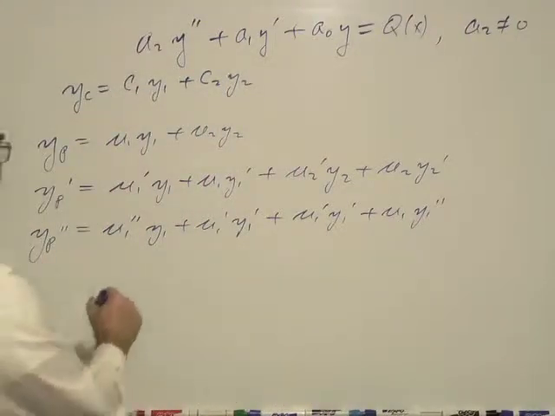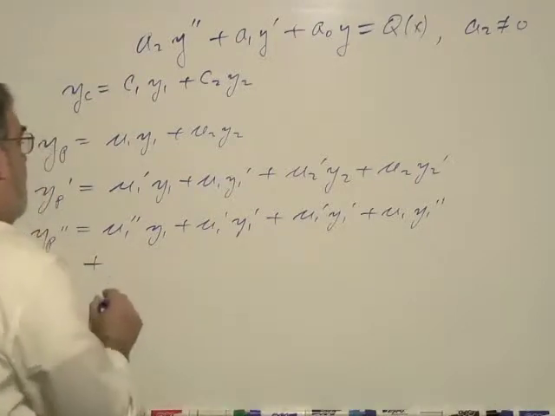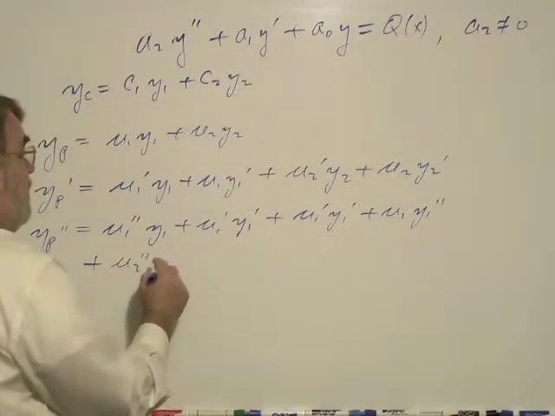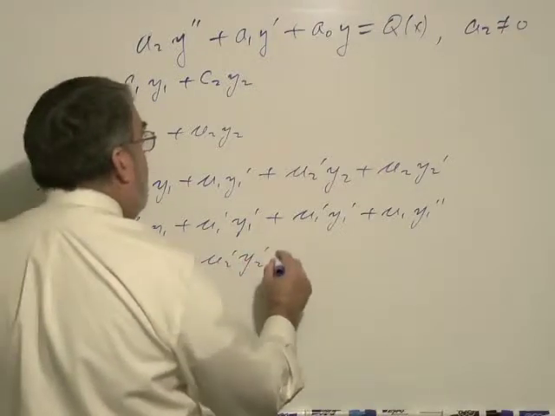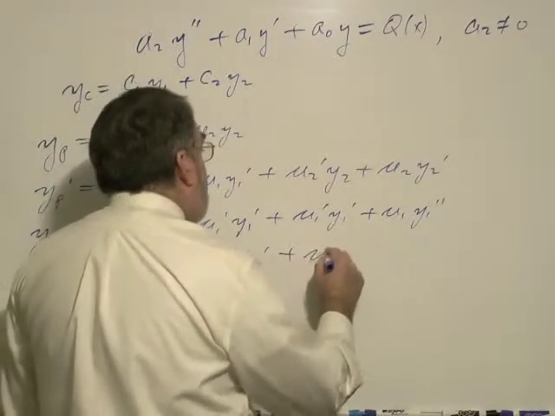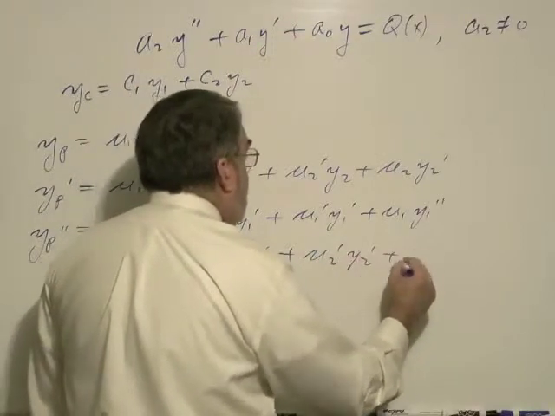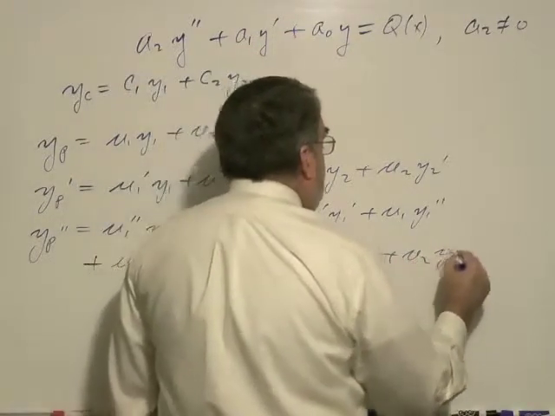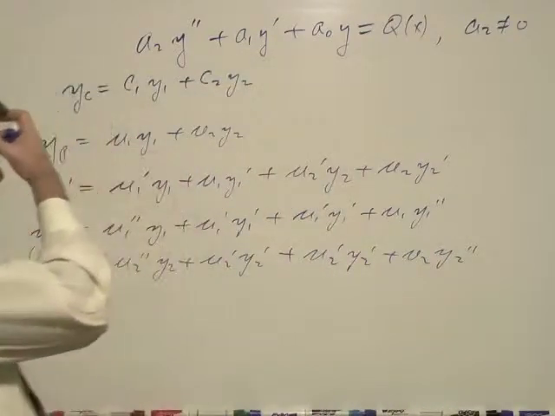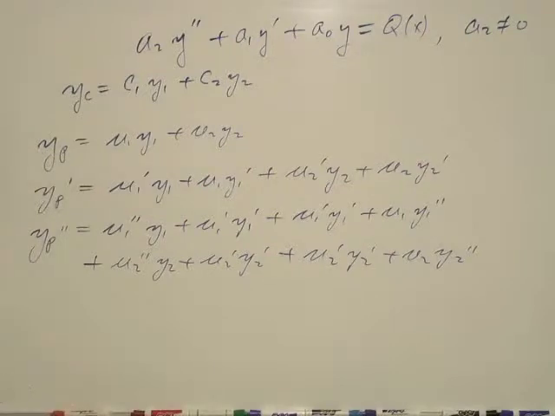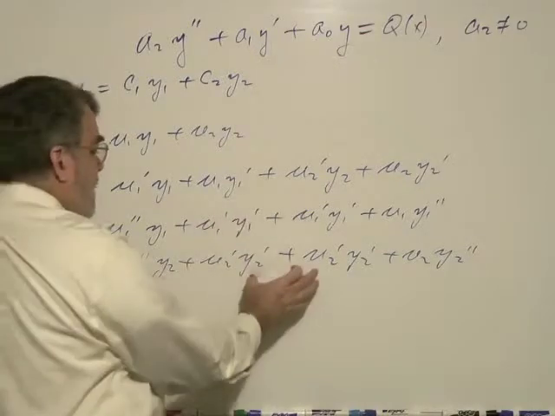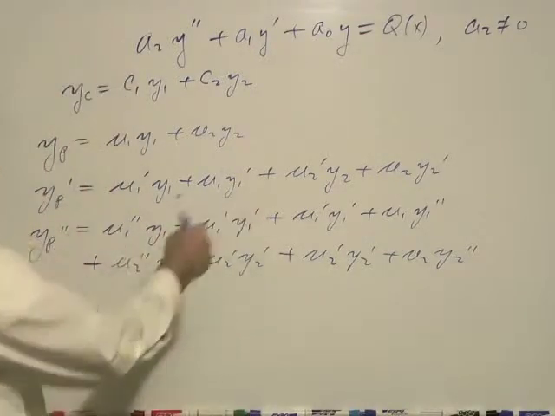And that's just the first half. The second half will be u2 double prime y2 plus u2 prime y2 prime plus u2 prime y2 prime plus u2 y2 double prime. So you'll notice that we have some like terms here that we can combine together. So I'm going to do that. I'm going to combine these two terms together, and try to shrink this down.